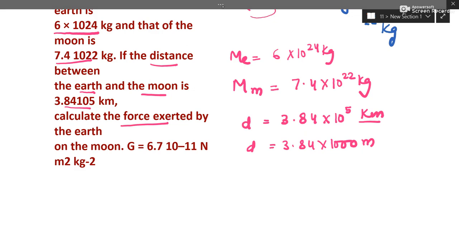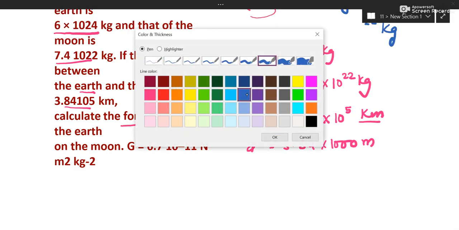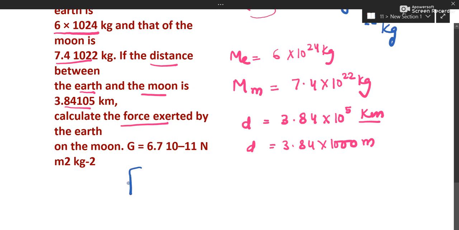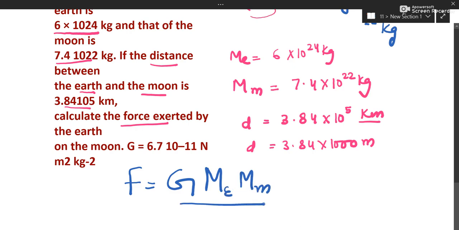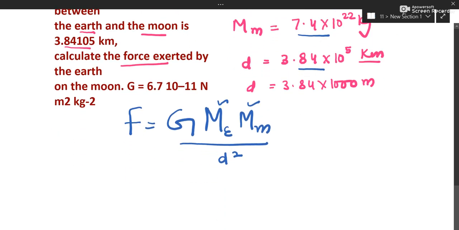It is a substitution based numerical in which only the formula needs to be used. So F is equal to G, mass of Earth, mass of Moon, the two objects, upon distance square. Now we have everything: mass of Earth, mass of Moon, distance. So let us substitute.